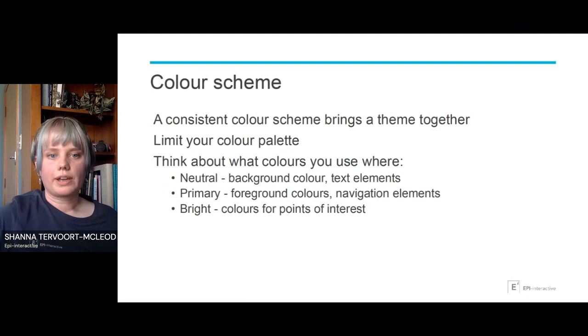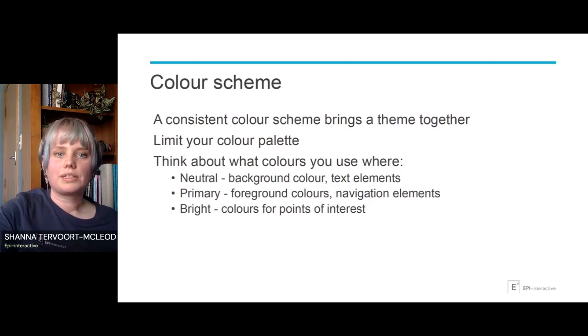When you pick your colors, there are three categories of colors you need to choose. You have your neutral colors. This is your background, your text. A lot of these will probably be white or black or gray. You have your primary colors. These are the foreground elements, the navigation. This will probably be the main colors of your brand. And then you have bright colors. You might use a bright color for a notification, like warnings or other important information that you want people to focus on.